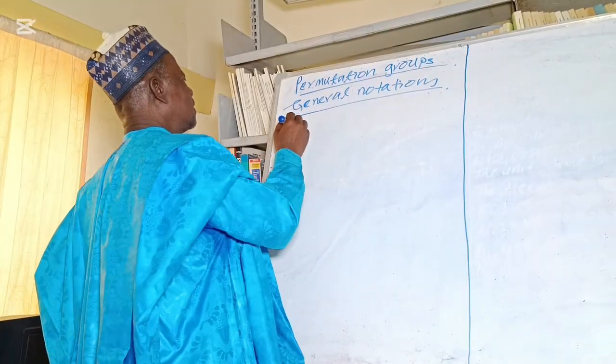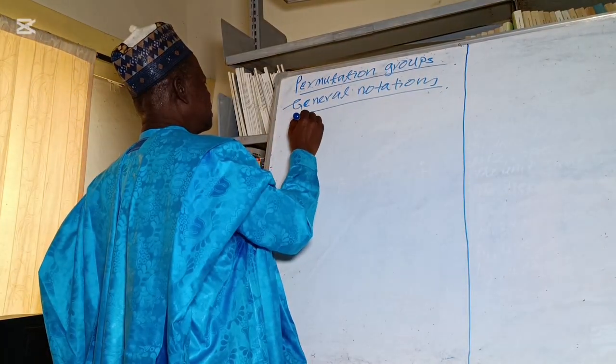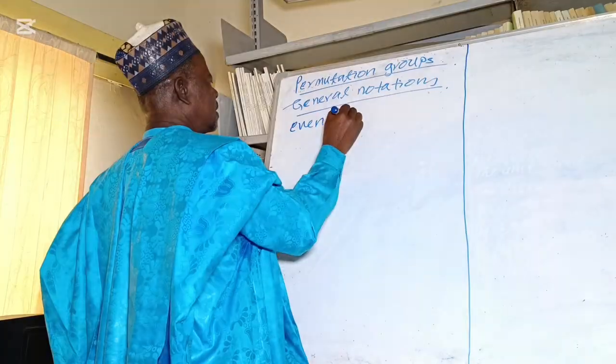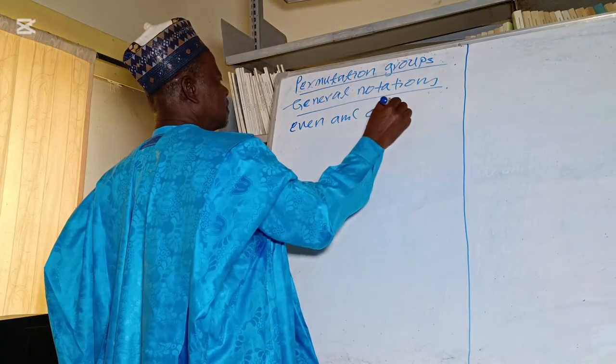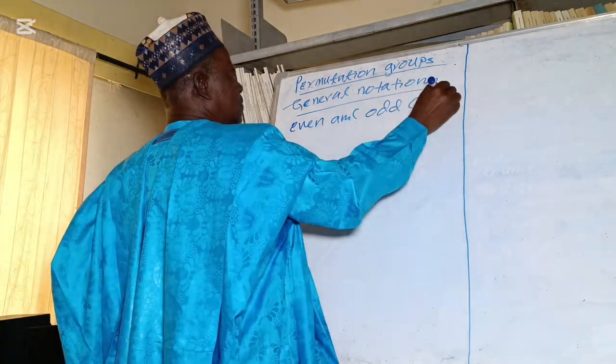Viewers are welcome to the continuation of our discussions on topics in abstract algebra, where we continue to give highlights of the general notations as used in permutation groups. So you are welcome to the illustration: even and odd cycles.